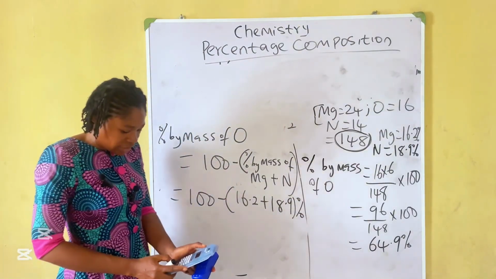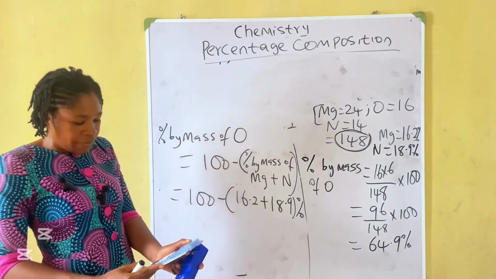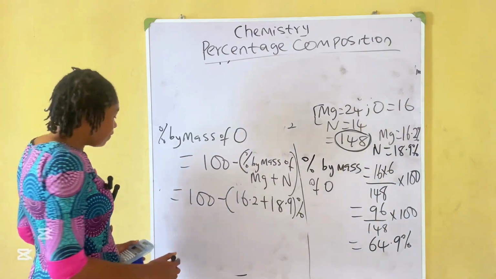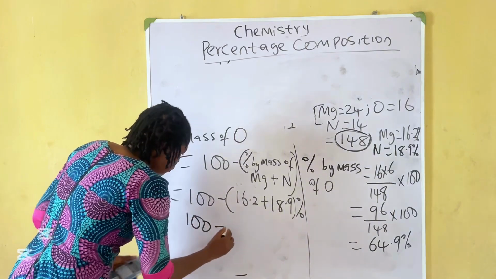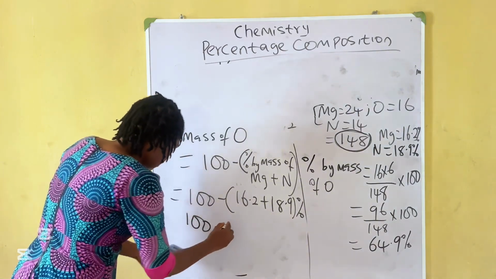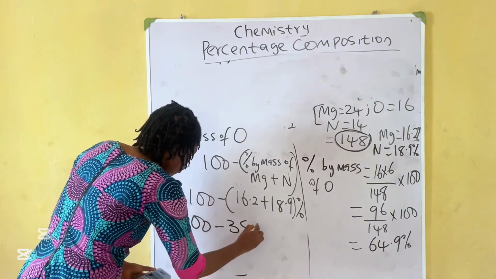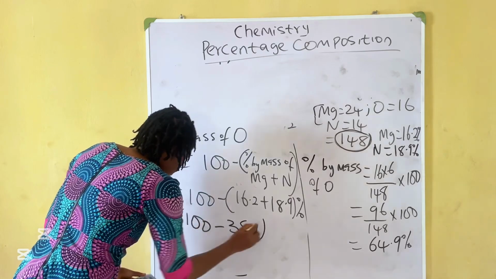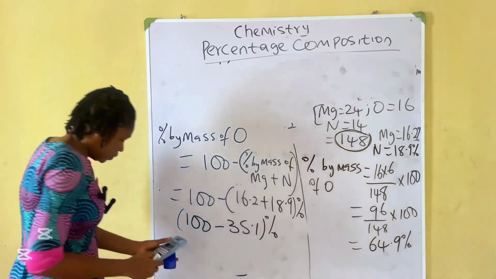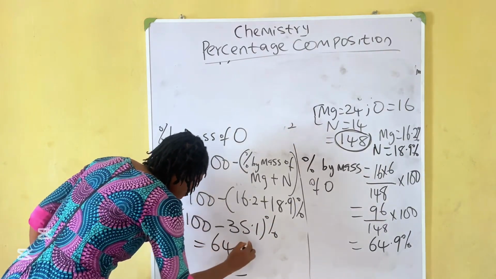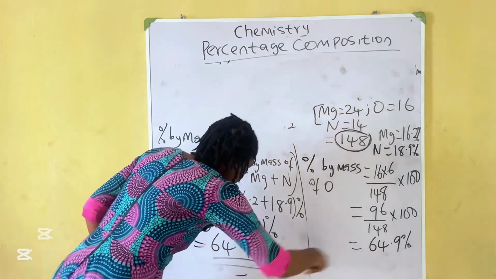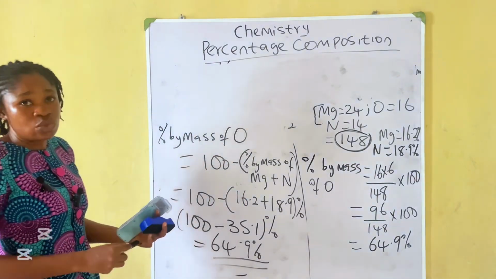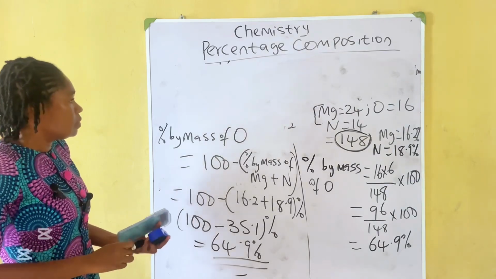16.2 plus 18.9, I have 35.1. So 100 minus 35.1 is 64.9%. So you can see we got the same thing. The same thing gave us the same thing. So you know the method I want to use, you are correct.